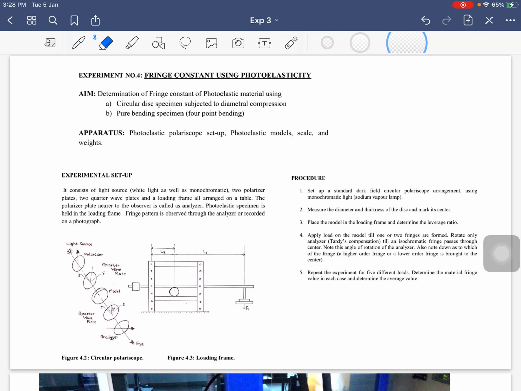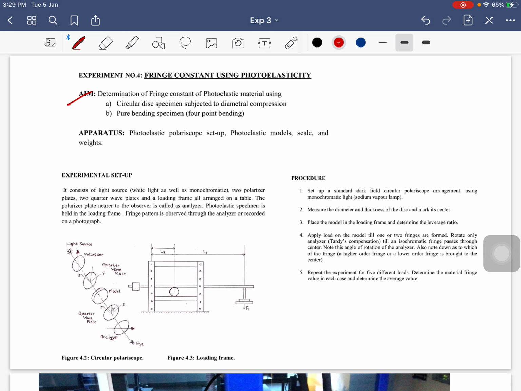Hello everyone. Today we'll discuss the final experiment in the design laboratory, where you calculate the fringe constant using a photoelastic method. The photoelastic method principally belongs to the category of materials through which light can pass. Such materials are used for various stress analysis purposes. So we will see how it goes on.